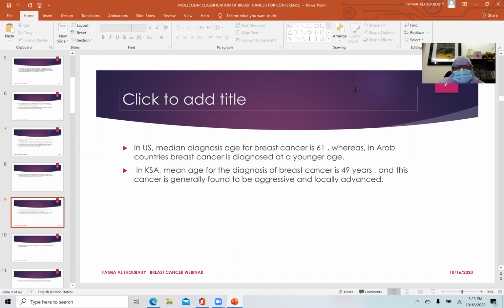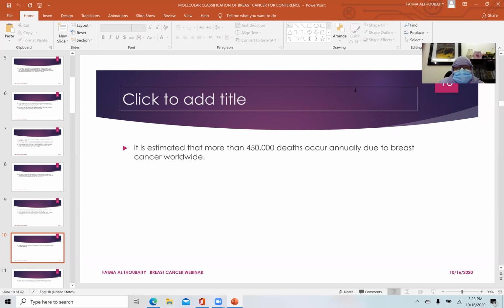In the United States, the mean age of diagnosis of breast cancer is 61 and above. But in Saudi Arabia, the mean age of diagnosis is 49. So we have a cancer in a younger age group, less than 50, and it will be aggressive and locally advanced cancer. It is estimated that more than 450,000 deaths occur annually due to breast cancer worldwide.